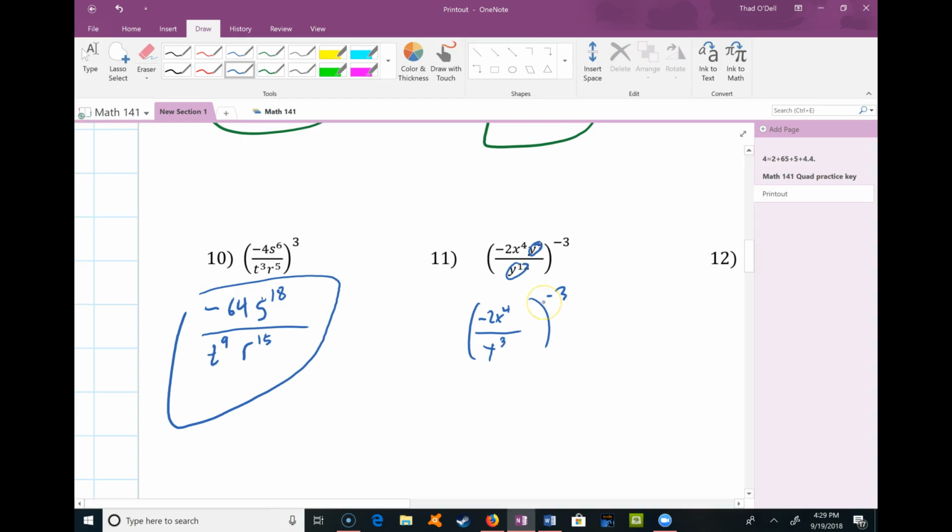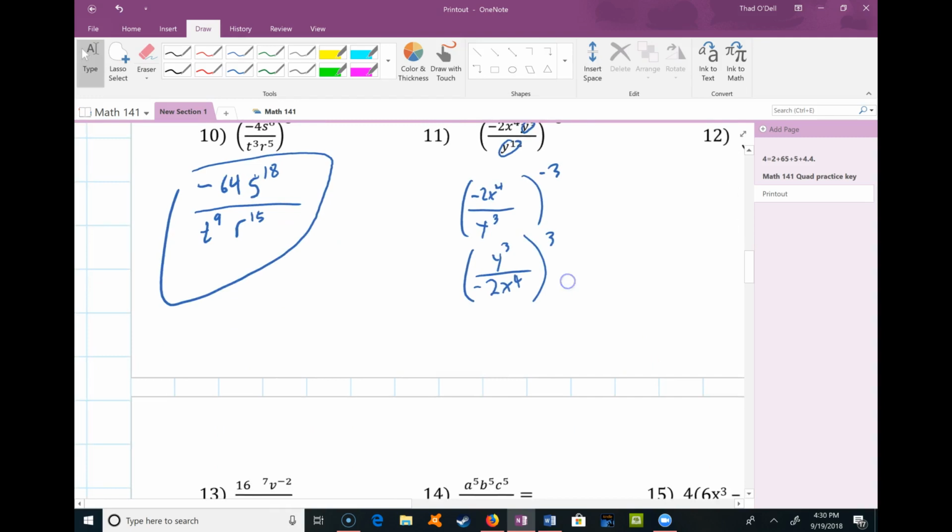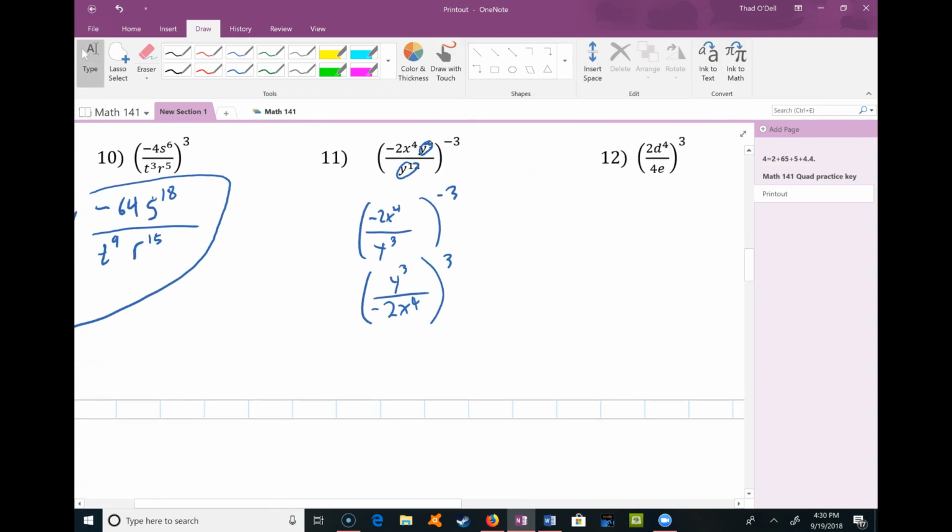So keep in mind the negative exponent means that I take the reciprocal, or in other words, I flip the top and the bottom. So I could rewrite this as y cubed on top and negative 2x to the 4th on the bottom. But that cubed is still out there, but I was able to drop the negative now. Okay? So now I just apply the cubed like I did over here. So y cubed cubed, that'd be y to the 9th on top. And negative 2 cubed, that would be negative 8. And x to the 4th cubed would be x to the 12th. And that would be my final answer.